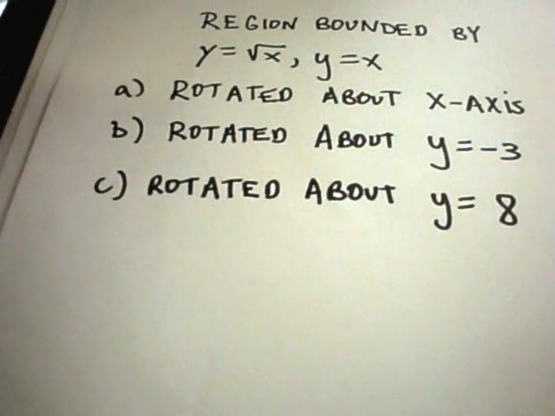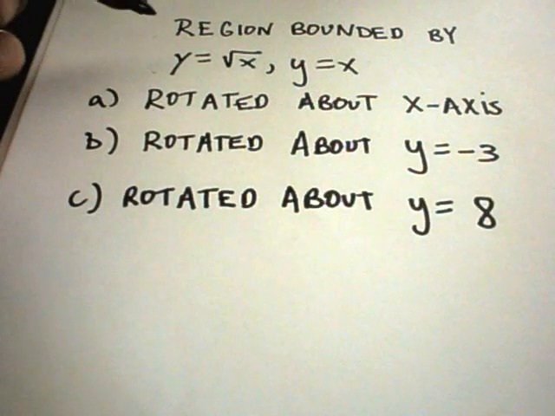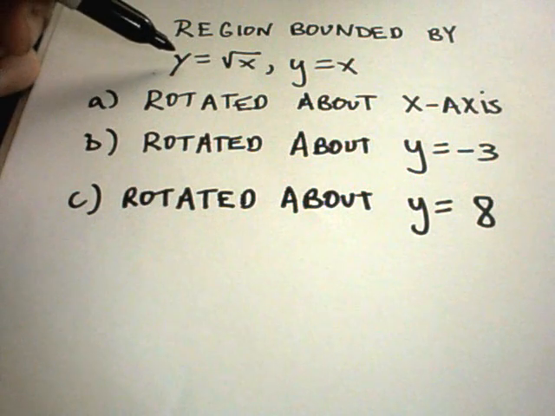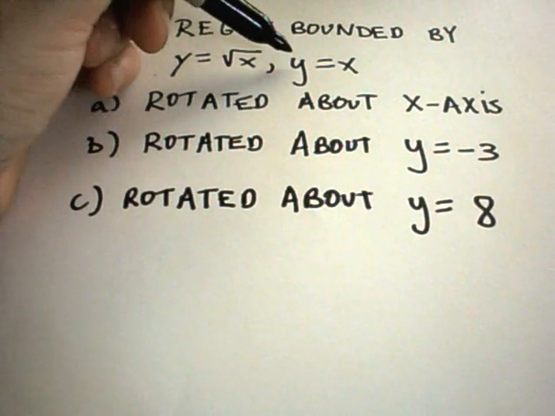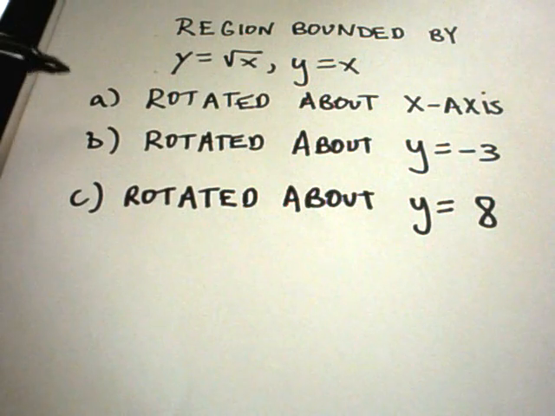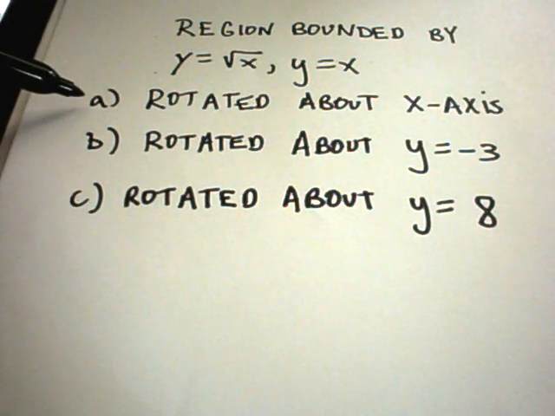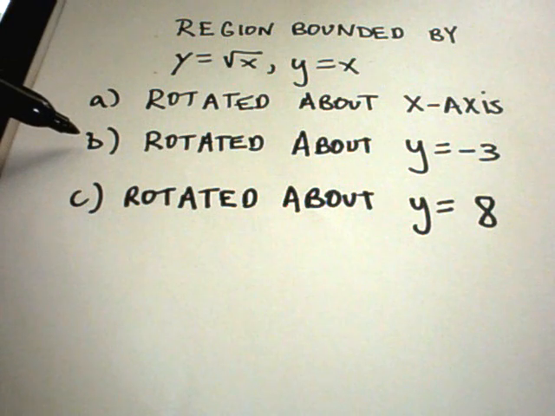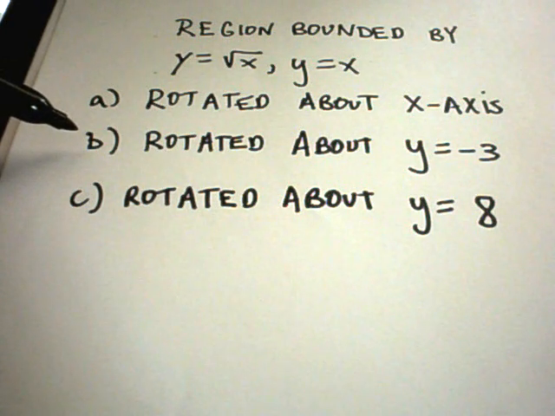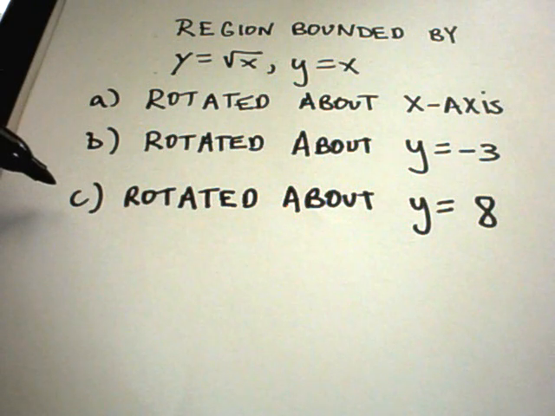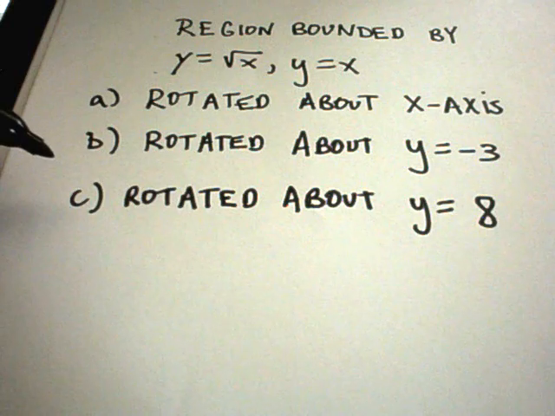Okay, so suppose now, our next example, we have the region bounded by the curves y equals square root of x and y equals x. And I'm going to do 3 different problems. I'm going to take this region, and the first one I'm going to rotate it about the x-axis. Part B, I'm going to rotate it about y equals -3. Again, notice this is a horizontal line. And in C, I'm going to rotate it about another horizontal line.